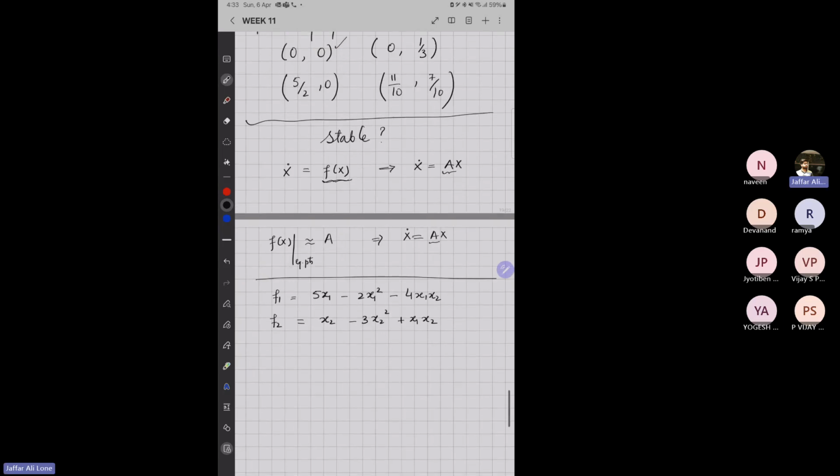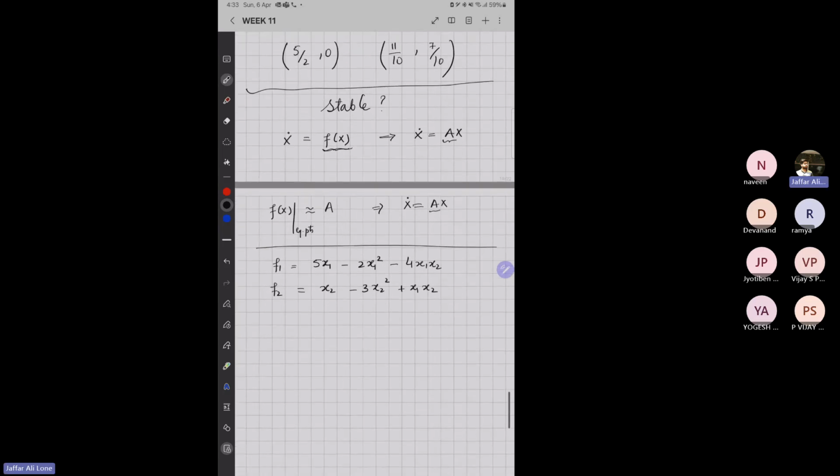Now see, I somehow want my A matrix. I know my system has two states. Then what will be the order of my A matrix? If I have two states, what will be the order of my A matrix? 1, 2, 3, 4. It will be 2 by 2. So I should have 4 entries in the A matrix. So I know at least this much.